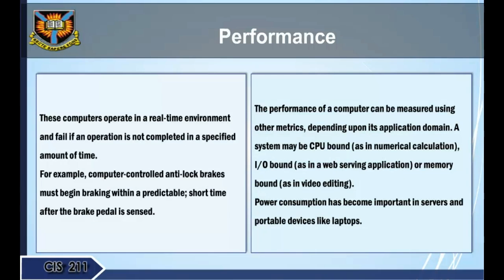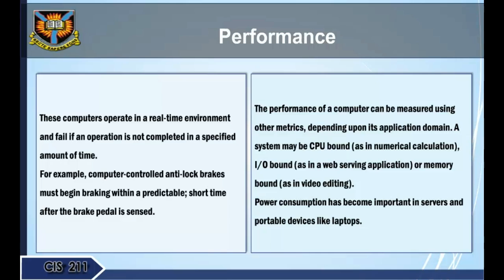These computers operate in a real-time environment and fail if an operation is not completed in a specified amount of time. For example, computer-controlled anti-lock brakes must begin braking within a predictable, short time after the brake pedal is sensed. The performance of a computer can be measured using other metrics depending upon its application domain. A system may be CPU-bound, as in numerical calculation, I/O-bound, as in a web-serving application, or memory-bound, as in video editing.